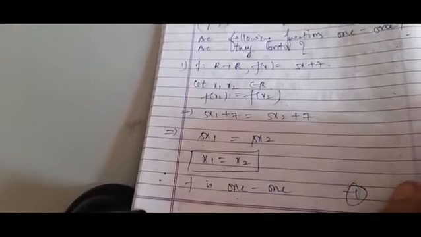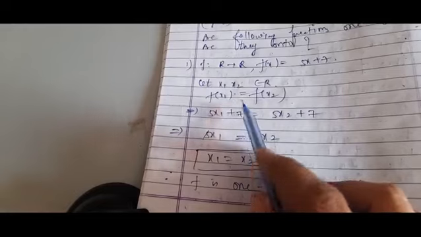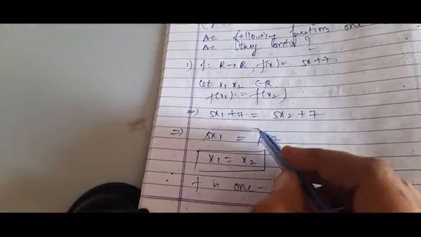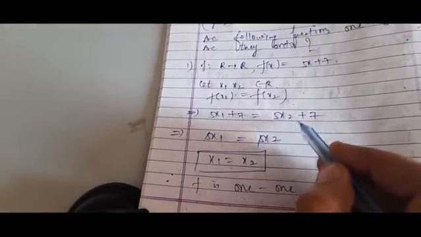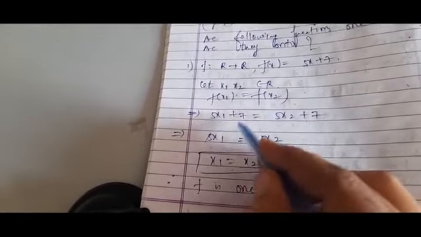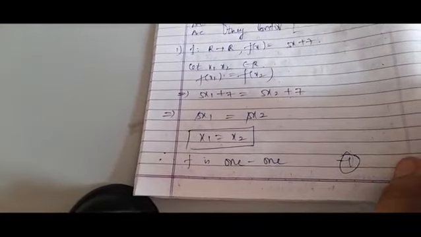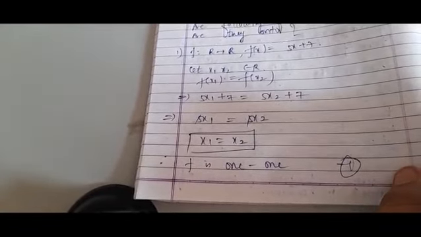So let us take two elements x1 and x2 belonging to R. Then f of x1 equals f of x2 gives 5x1 plus 7 equals 5x2 plus 7. The 7 is cancelled, we get 5x1 equals 5x2, so x1 equals x2, therefore f is a 1-1 function.